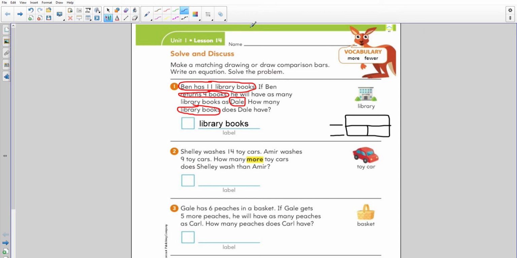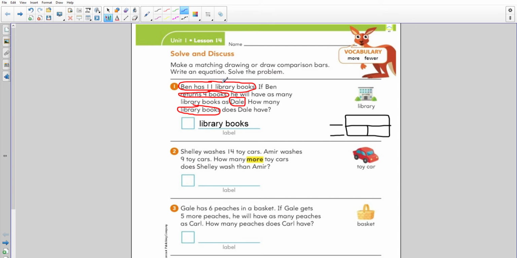So let me take a look again. Ben has 11 library books. So one of the people is Ben. I also see Dale. Dale is my other person. So I know I'm going to use Ben and Dale for my labels off to the side, but I need to decide who has more. And sometimes it tells us in the story. Other times I really have to think it through.